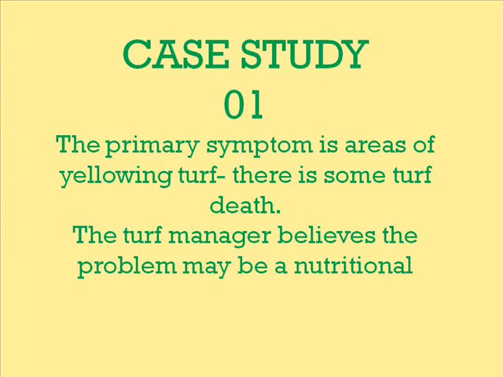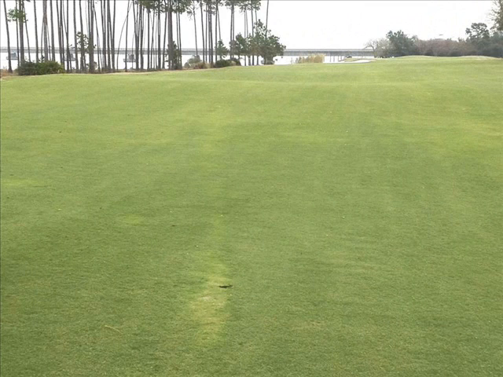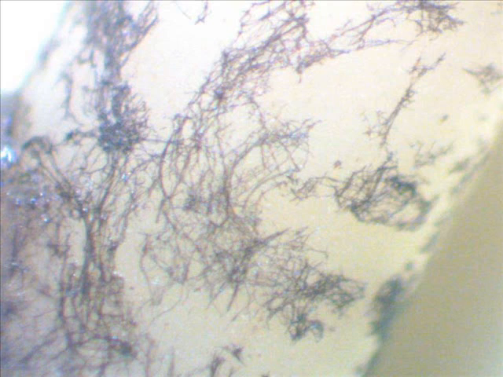As you will see in the next slide, the field symptom photo provided by the turf manager, the primary symptom is leaf yellowing. The initial thought on the part of the turf manager was that the problem may be nutritional in nature. You can see patches of yellow turf in this photo. One cup cutter plug of turf, taken half in and half out of a yellow area, was supplied by the turf manager to be examined for possible disease. He had already just taken soil samples for soil fertility analysis.